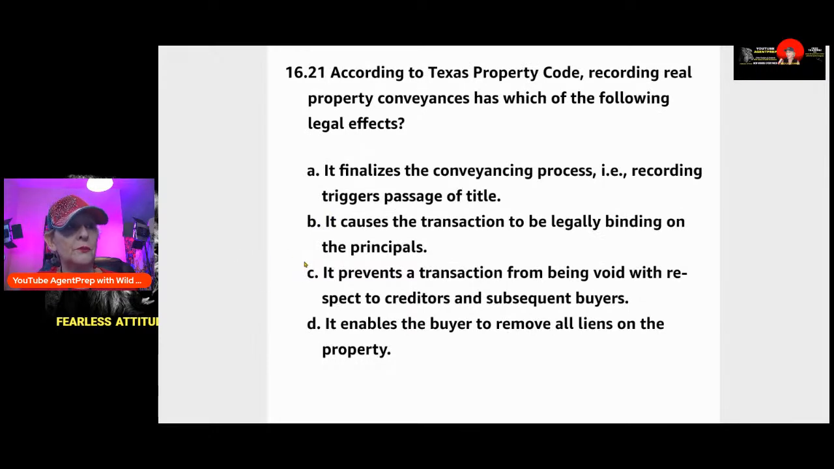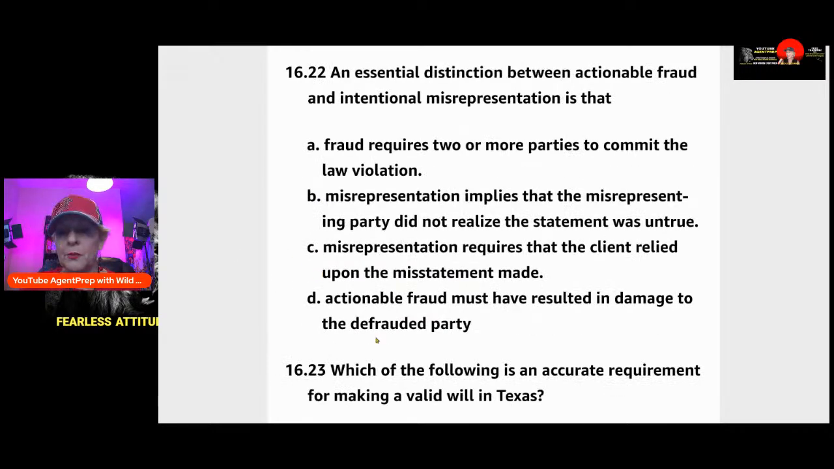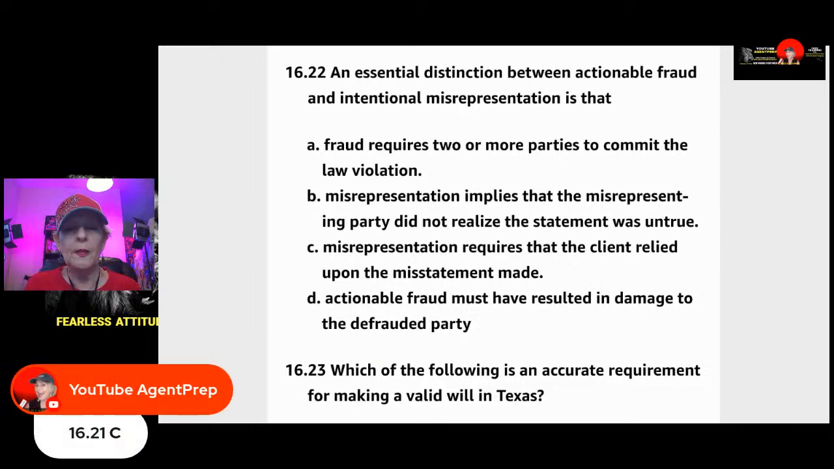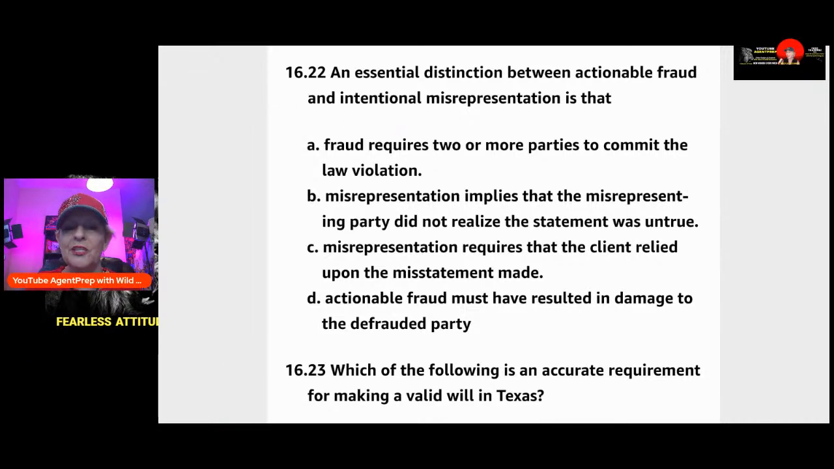Oh, now it shows much bigger. All right, number 22. An essential distinction between actionable fraud and intentional misrepresentation is that, so what's the difference between the two? Essential distinction. Actionable fraud or intentional misrepresentation.